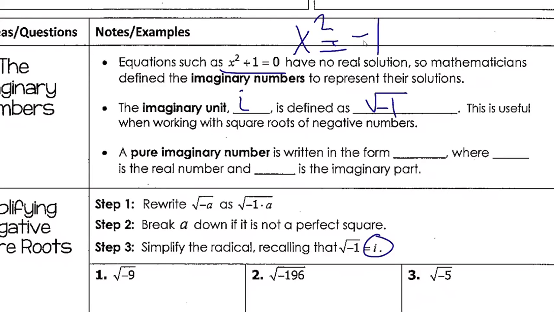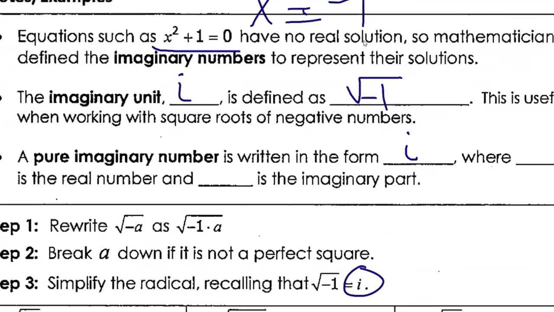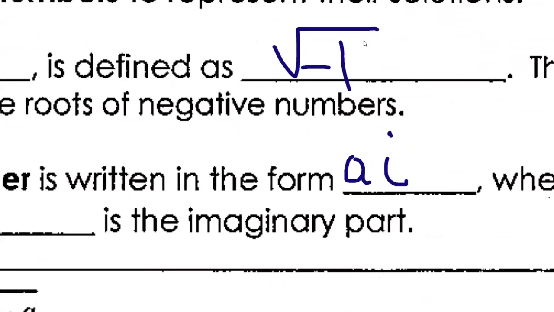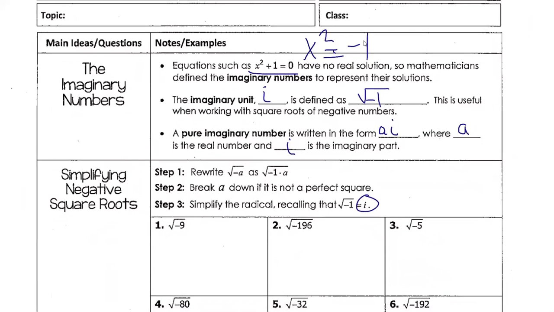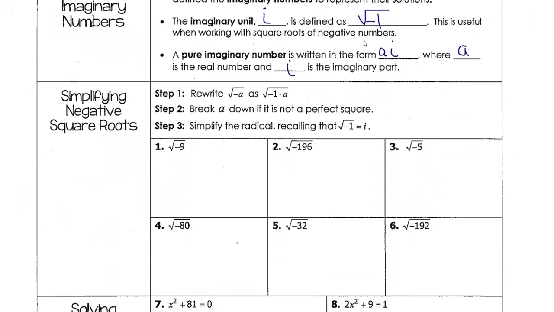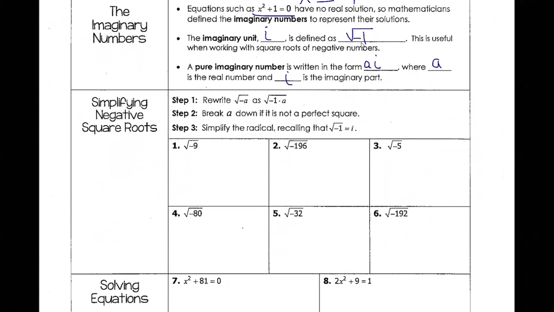A pure imaginary number is written in the form ai, where you have a coefficient, a lowercase a, and then the imaginary i, where a is a real number and i is the imaginary part. Sorry, my handwriting is so bad. So let's look at some examples of how we can use this. Okay, we're going to see how we can simplify some negative square roots.